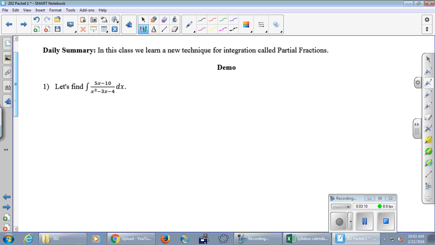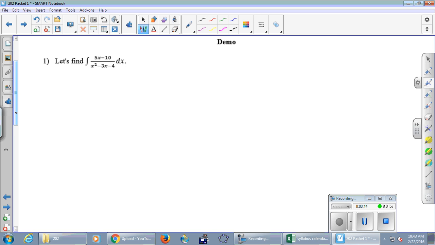In this class, we learn a new technique for integration called partial fractions. Every problem that we do today is going to have to do with fractions. That's good news for some of you and very bad news for others of you who just despise fractions. We're going to be spending a lot of time today doing algebraic fractions, that is, fractions with x's in them, and adding them and subtracting them and multiplying and all of that good stuff. So hopefully it will come back to you if you haven't played with this kind of fraction stuff in a while.